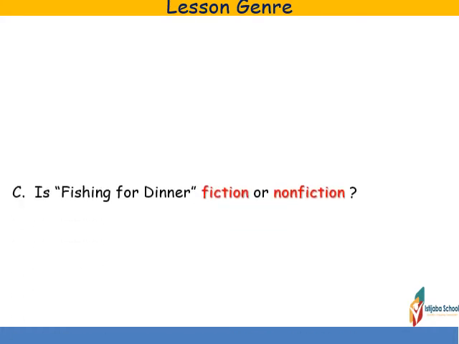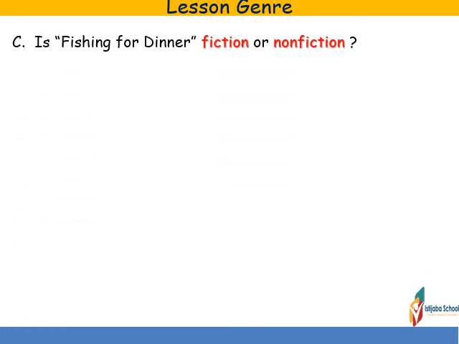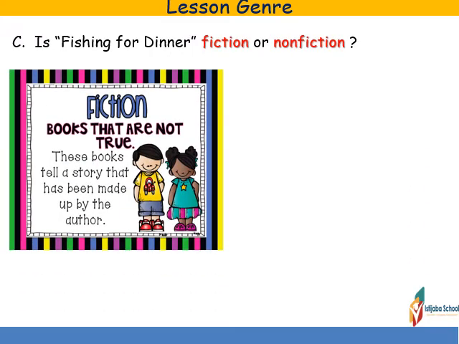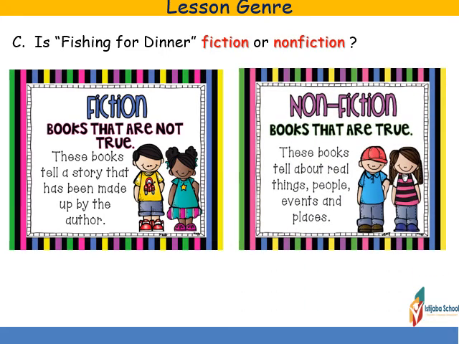Now, lesson genre. Is Fishing for Dinner fiction or non-fiction? Now let's have a look at fiction books. What are fiction books? Fiction books are not true. These books tell a story that has been made up by the author. Non-fiction books are true. These books tell about real things, people, events, and places.